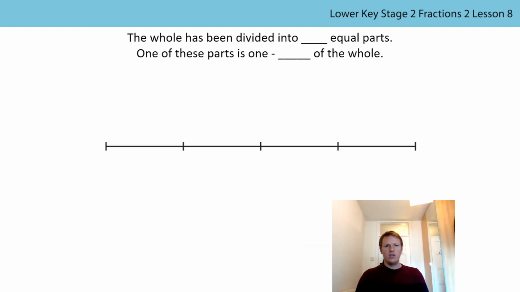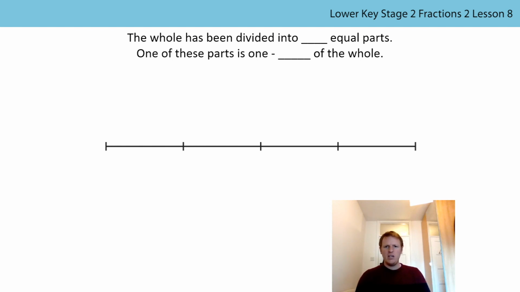Final image, we've got a number line. How many parts has my number line been split into? Now remember, we're not counting the lines on the number line, because there are actually 5 lines. We're counting the parts. Here is the first part, that's 1 part. Here is the second part, that's 2 parts. Here is the third part, that's 3 parts. Here is the fourth part. Again, there are 4 equal parts.